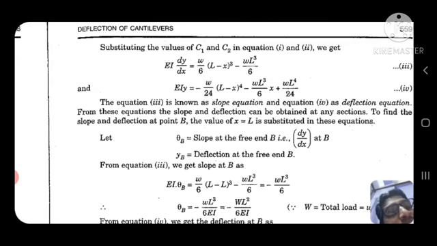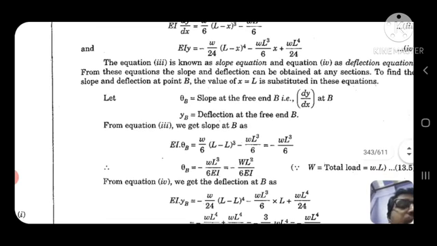Now substituting the values of C1 and C2 in equations 1 and 2, we get EI dy by dx equal to W by 6 (L minus x) whole cube minus WL cube by 6. So EIy equal to minus W by 24 (L minus x) whole to the power 4 minus WL cube by 6 plus WL to the power 4 by 24. This equation is known as the slope equation.